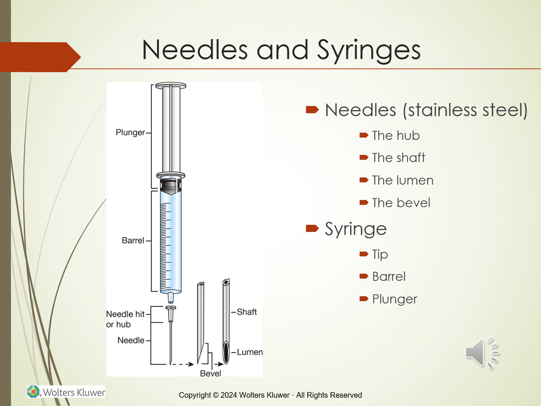The hub attaches to the syringe. That is where the needle is located. The needle has a shaft, and that is the elongated part. The lumen of the needle is the hollow tube within the shaft, and the bevel of the needle is the sharp angulated tip of the needle.